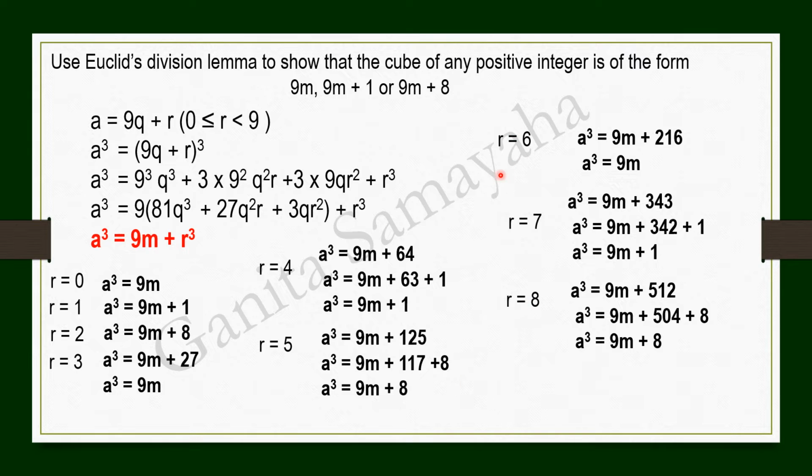Here again, r equal to 6, it is 9m. R equal to 7, 9m plus 1. R equal to 8, 9m plus 8. So knowing this pattern also, you must be able to rearrange it a little properly.